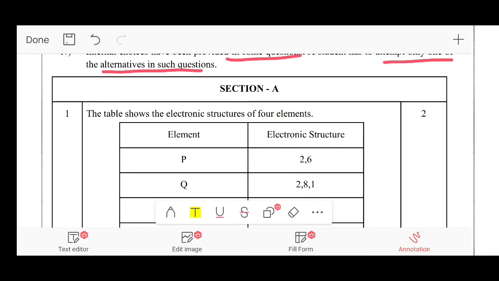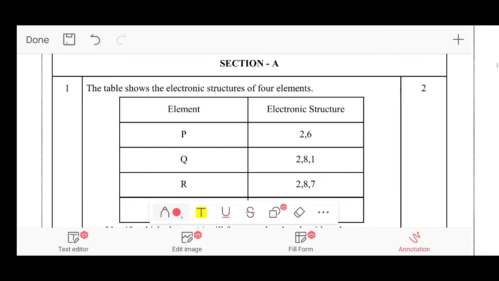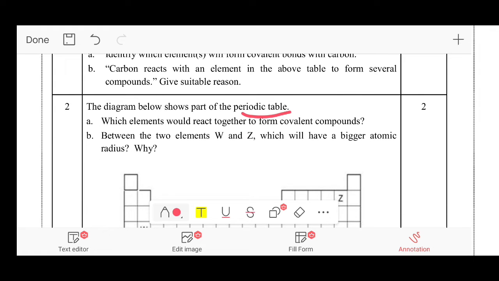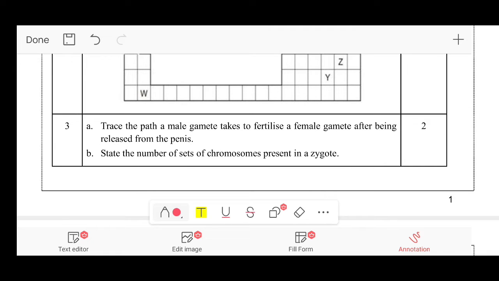As we have seen here, in section A there will be 7 questions of 2 marks each. So see, the first question is from the elements, that means it is a question from chemistry. The next question is from the periodic table, this is also a question from chemistry. Question number 3, see: trace the path a male gamete takes to fertilize a female gamete after being released from the penis. So this is a question from chapter 8, means from the reproduction part. Now we will see the answer of this question.